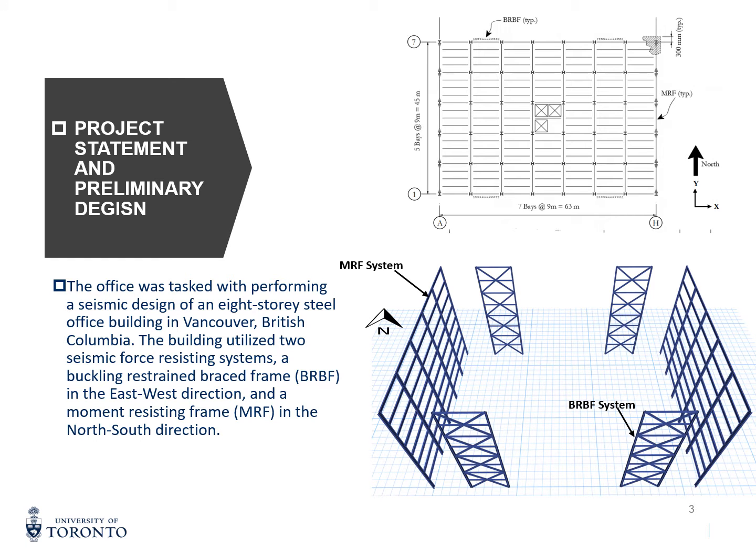Our design building is an 8-story steel structure located in Vancouver, BC. The office is 32.5 meters high and it utilizes a buckling restrained brace frame system in the west-east direction and a moment-resisting frame in the north-south direction to resist earthquake forces. The figure shows the plan view and the general view of the seismic force resisting systems.